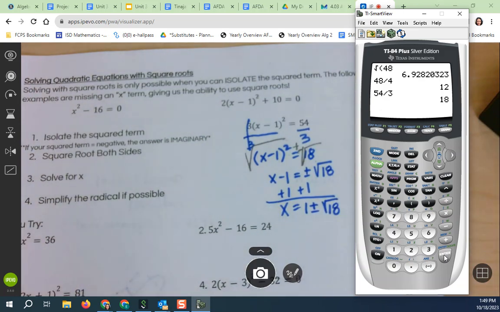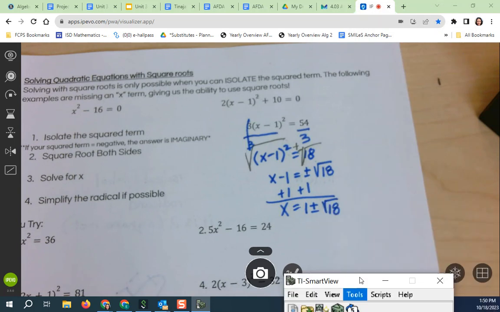I know that answer looks messy. I know I could put it into a calculator and get a decimal, but that decimal will be an approximation and not an exact answer. So we don't put it into a calculator to get a decimal, but what we do is simplify root 18.